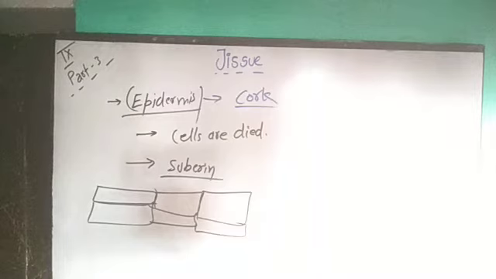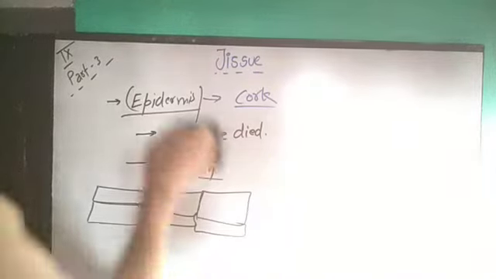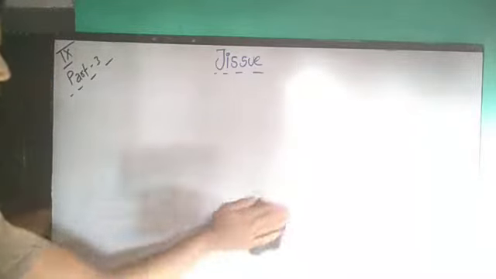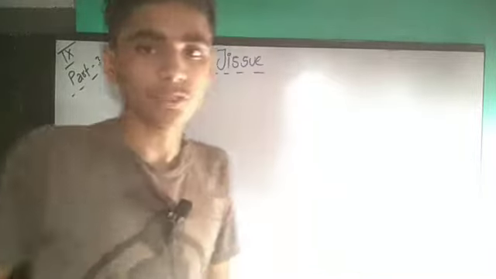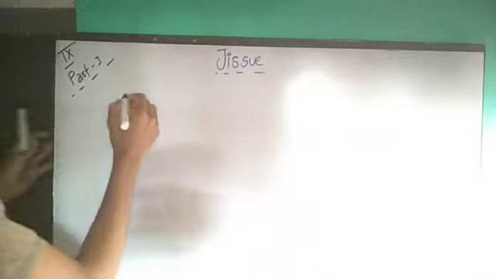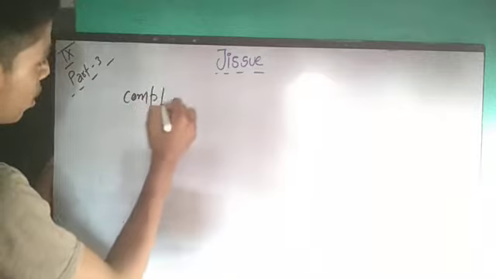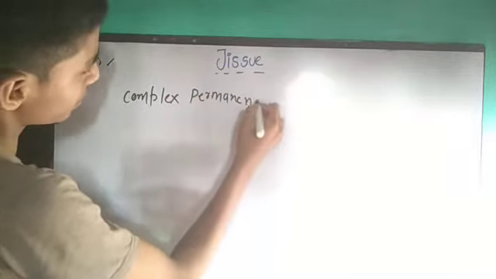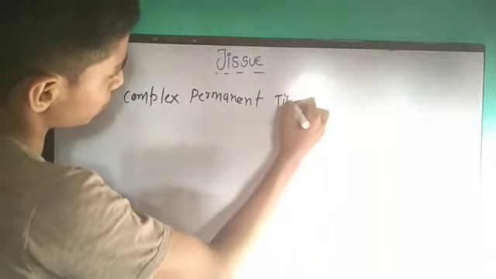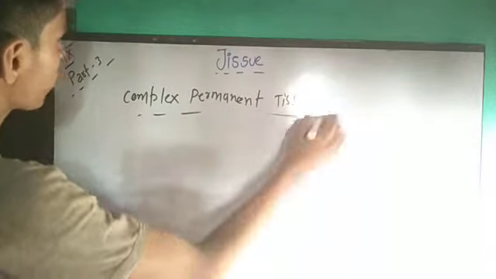And now we are going to see one of the most important things, regarding the complex permanent tissue. Then at last we will go through our main concept regarding animal tissue. So last we are going to see about complex permanent tissue. So we are going to start it.